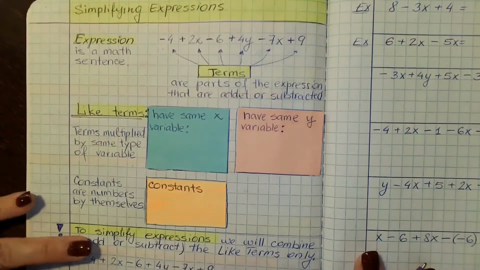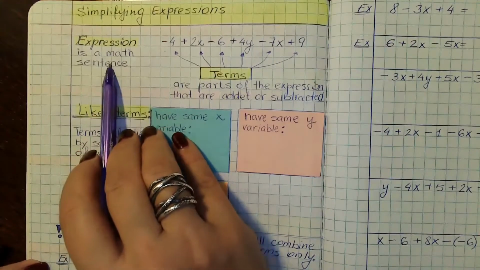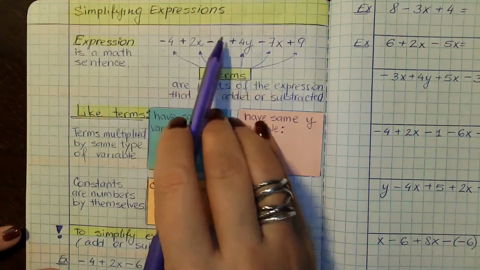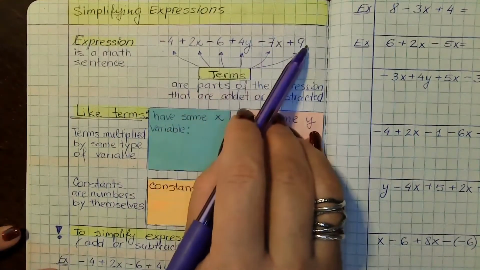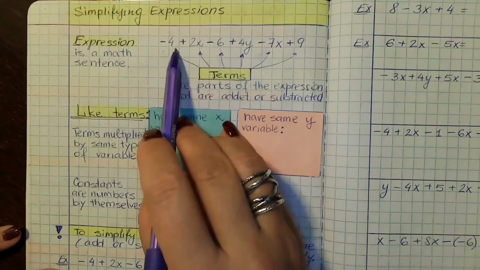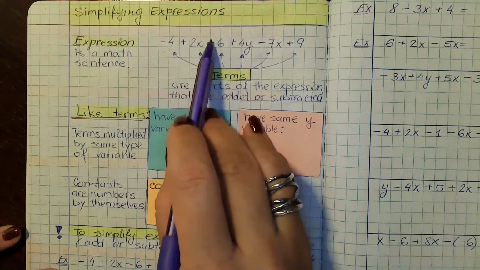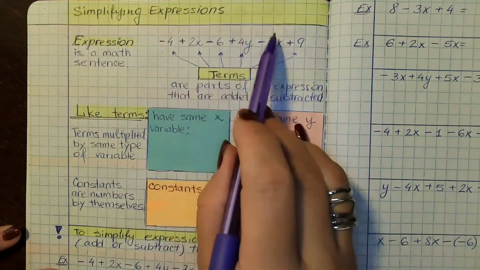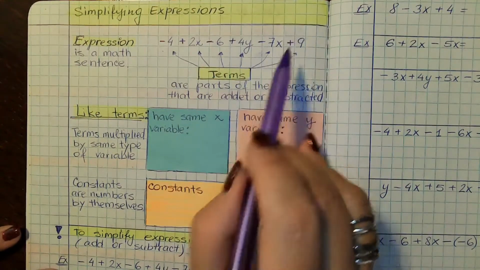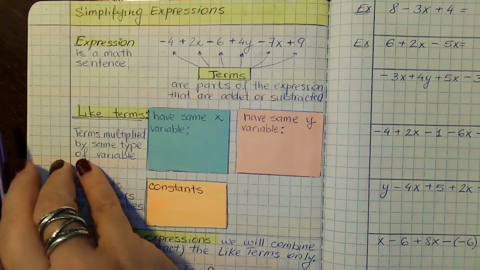In this video, we'll be simplifying expressions. What is an expression? It's just a math sentence where the terms are the parts of the problem or the expression that are being added or subtracted. So we have terms negative 4, positive 2x, negative 6, positive 4y, negative 7x, and positive 9. So the terms are the parts of the expression that are being added or subtracted.